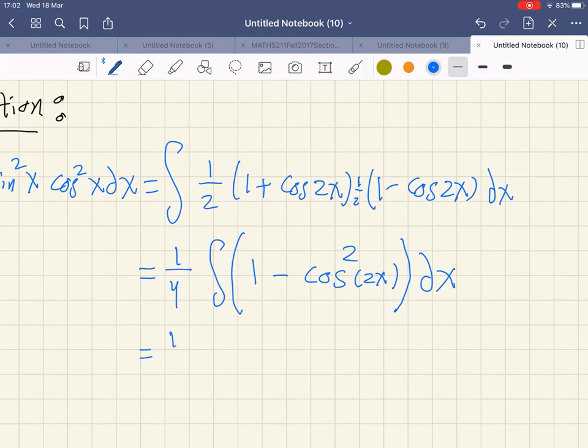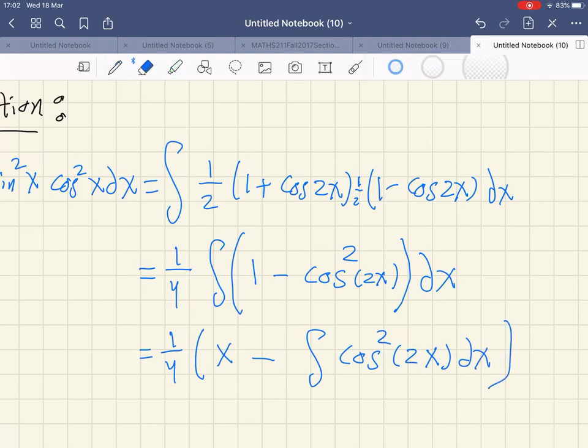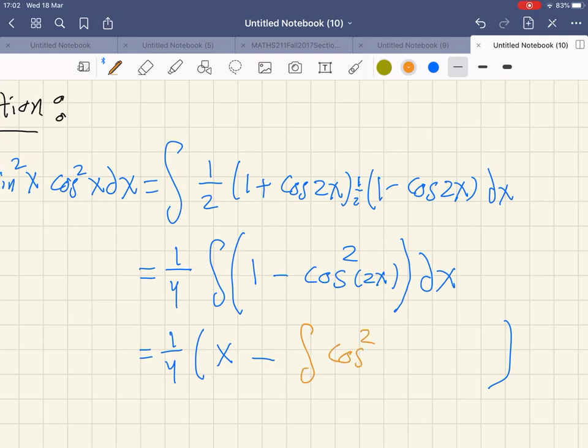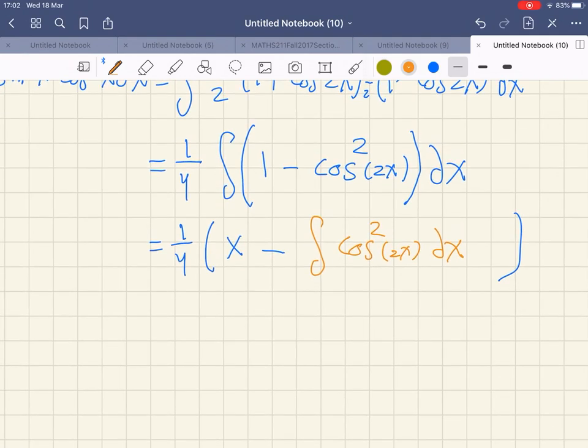So the final answer will be 1 over 4 times the integral of 1, which is just x, minus the integral of cosine square 2x dx. I will write it in a different color so that we can differentiate it from the rest. So I need to do the integral of cosine square of 2x dx. How will we do such an integral? We'll do it this way.